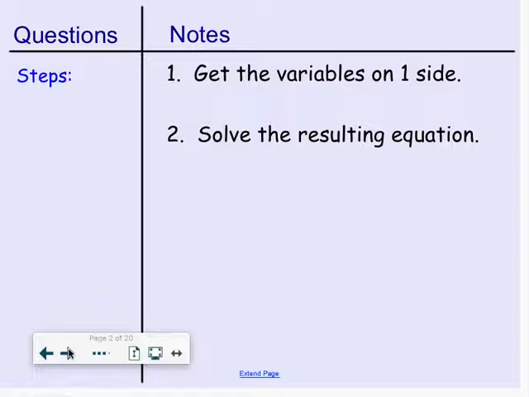The first step is going to be to get the variables on one side, because we're trying to isolate the variable, which means get it by itself, so we can't do that when there's more than one of them. So when you see more than one variable, you need to get them all to one side of your equation. And then the second step says solve the resulting equation, because the resulting equation is going to look different each time. It's typically a two-step or one-step equation though, so it should be something that you're already familiar with.